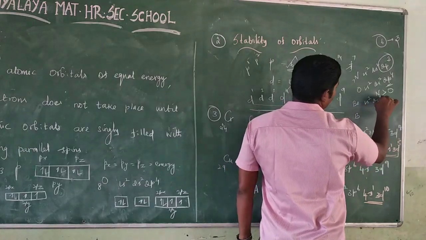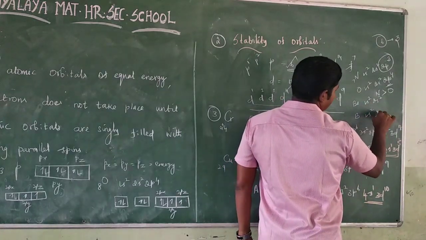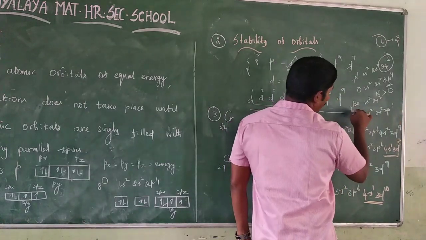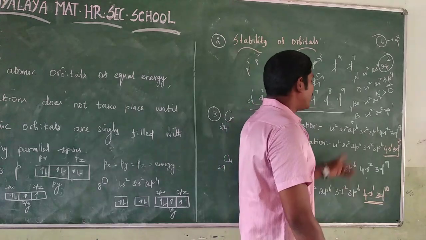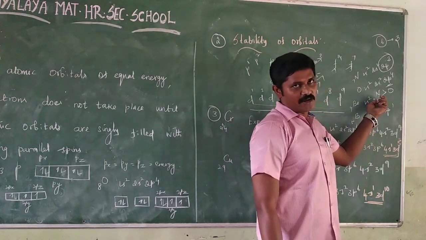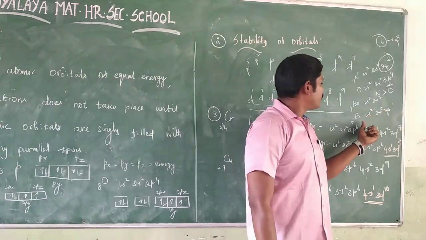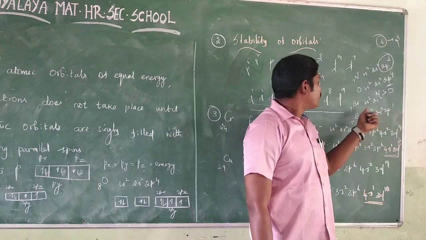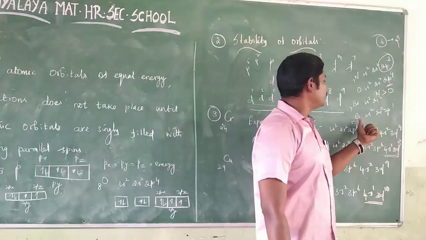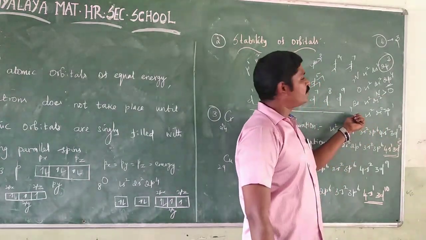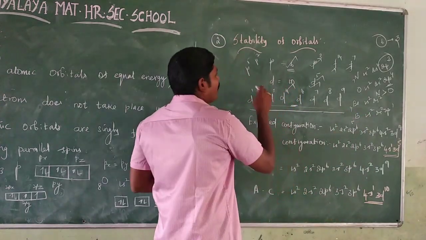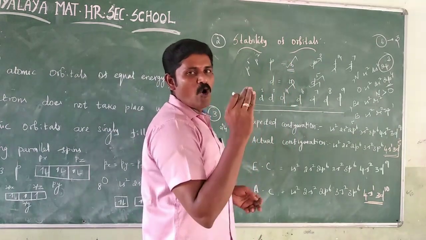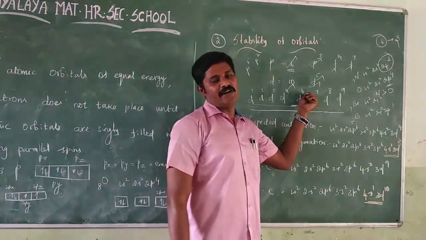Beryllium: 1s2 2s2. Boron: 1s2 2s2 2p1. Beryllium has a completely filled 2s orbital, but boron has a partially filled 2p orbital. So beryllium is more stable than boron. According to Hund's rule, half-filled and completely filled orbitals are more stable than partially filled orbitals.